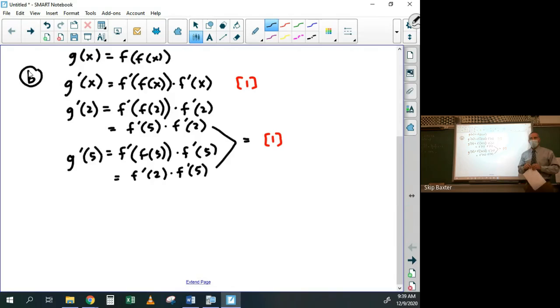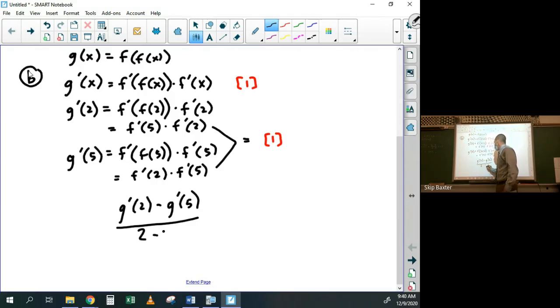Correct. So you can either state that G is twice differentiable, since F is twice differentiable, or you could state that G prime is differentiable since F is twice differentiable. Okay, so that's what they're looking for here. You would just say, since G prime is differentiable, there must exist a point such that blah, blah, blah. And the reason it's equal to 0 is because G prime of 2 minus G prime of 5 over 2 minus 5 is 0, because G prime of 2 and G prime of 5 are the same thing. Does that make sense? Yes, go ahead.